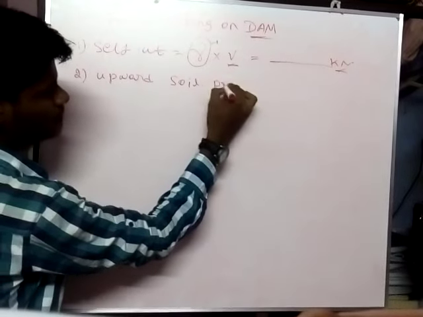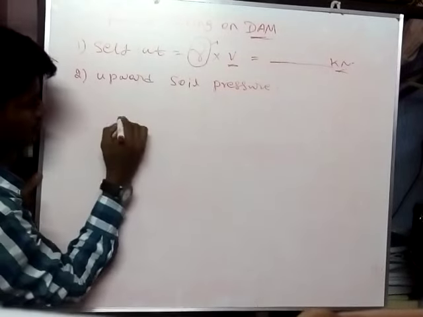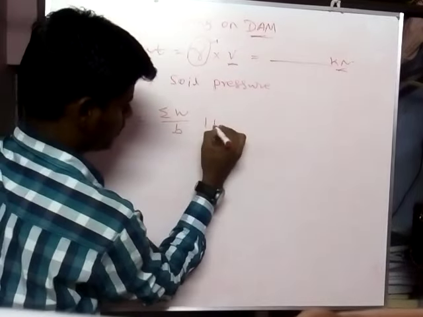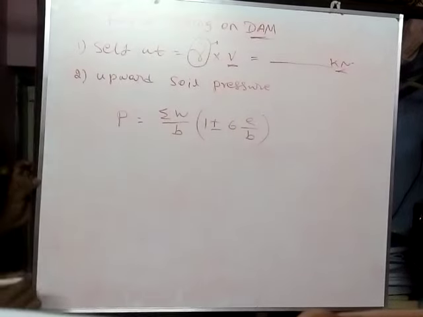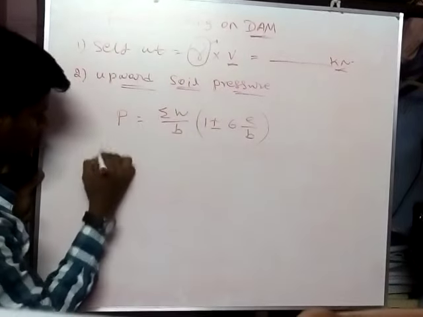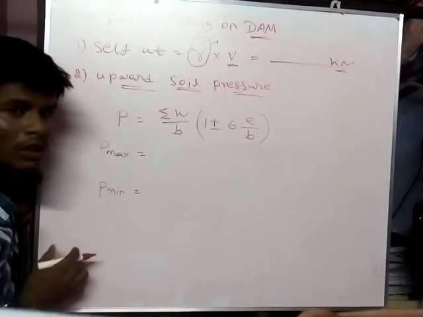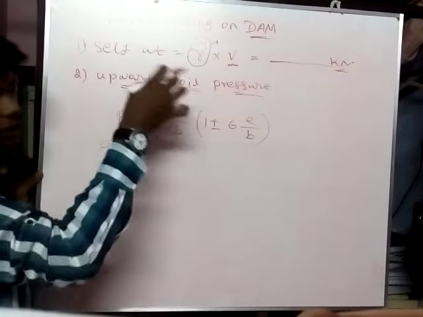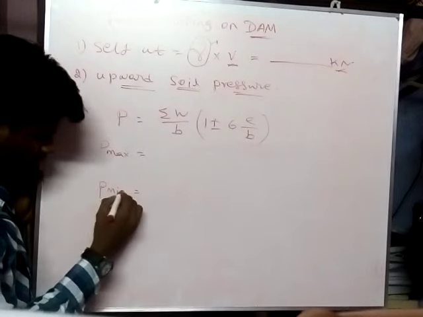The next one is upward soil pressure. P is equal to summation of W divided by B, times 1 plus or minus 6e divided by B. This is the important pressure on the dam. So P max, P min, maximum pressure and minimum pressure. The maximum pressure acts on the upstream side of the dam. The minimum pressure acts on the downstream side of the dam.